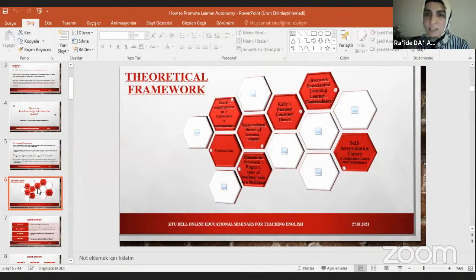For instance, as I said, it actually comes from personality psychology. George Kelly's personal construct theory may help you. Or if you want to focus on its relationship with competence or motivation, you should go to those pages on self-determination theory. Or if you want to change your teaching, your pedagogy, you should go to some pages providing you some information about humanism or the humanistic approach. So here, as you see, there's a strong established background behind autonomy.